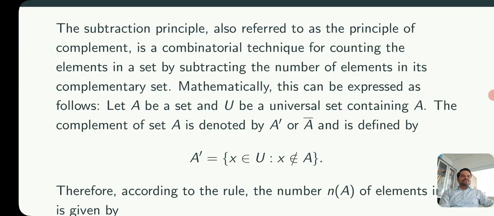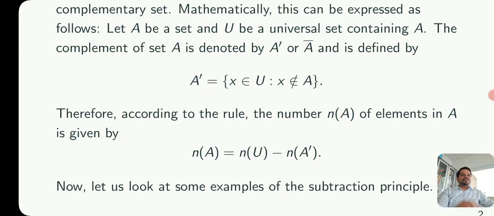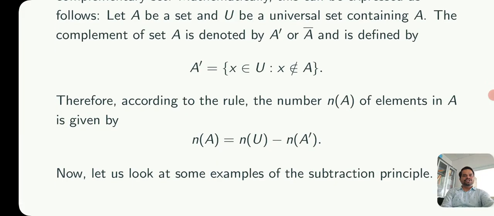According to the subtraction principle, the number of elements in A, denoted by n of A, is given by n of A equals the number of elements in the universal set minus the number of elements in the complement of A. So this method helps us find the number of elements in A by subtracting the number of elements in A dash from the total number of elements in the universal set U.